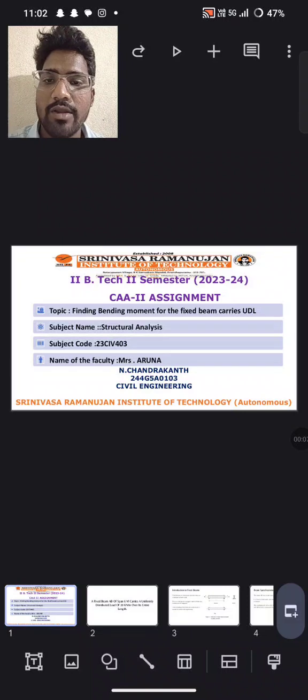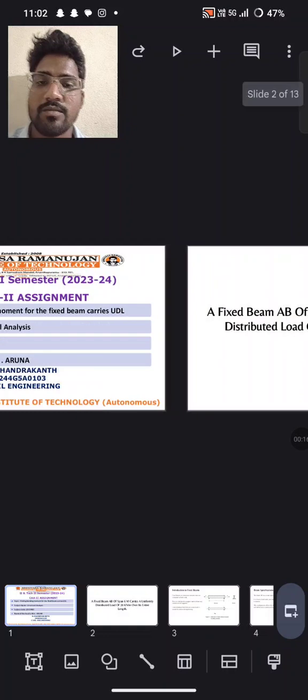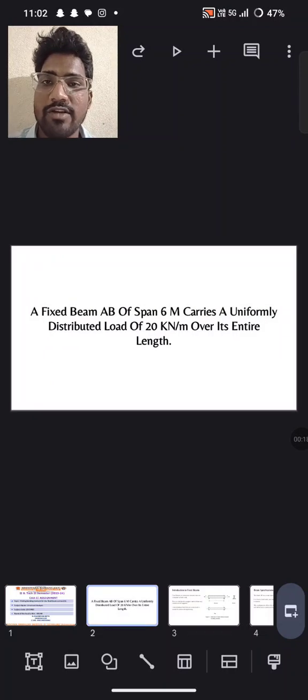Today's topic is finding the bending moment for a fixed beam carrying a UDL. A fixed beam AB of span 6 meters carries a uniformly distributed load of 20 kilonewtons per meter over its entire length.